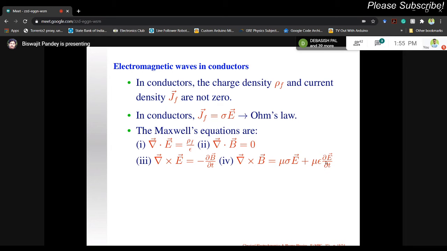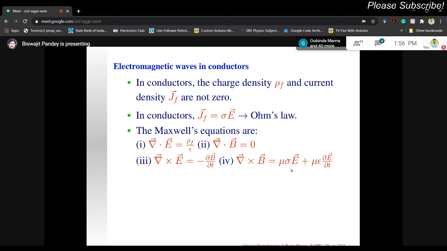Now look at these two terms. There are two different types of current density. One is the free current density, another is the displacement current density. If you compare these two terms, it will tell you how good the conductor is. For a good conductor, the free current density should be much larger than the displacement current density.